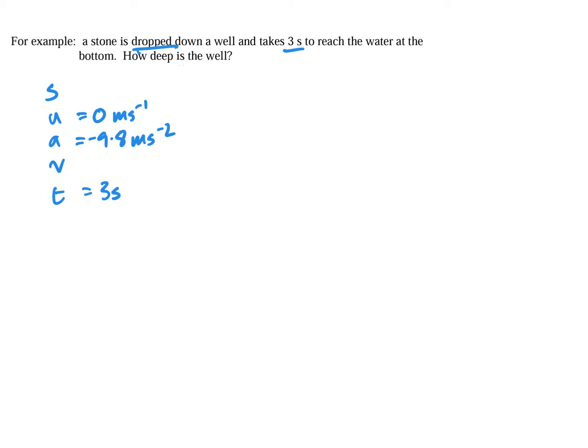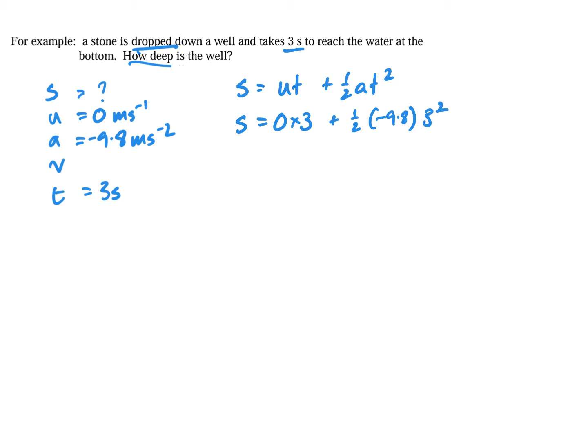We're being asked how deep, which is linked to the displacement. We'll see why I say linked in a wee second. So the formula here would be s equals ut plus a half at squared. s equals 0 times 3 plus a half times minus 9.8 times 3 squared. Remember, show that substitution as 3 squared. Don't go straight to 9 just in case you make a careless mistake. The other careless mistake to watch out for in these ones is 0 times 3 is 0, not 3.